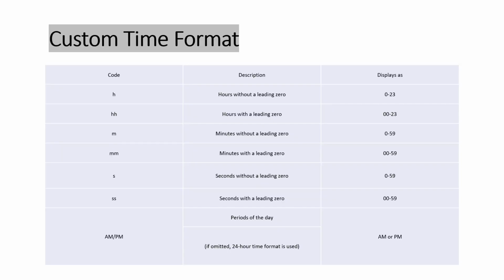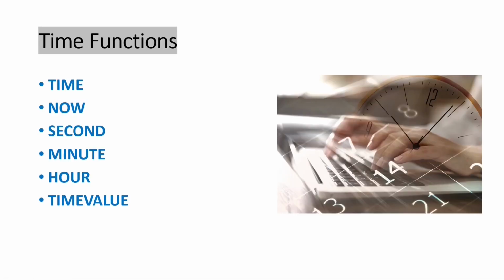Now let's check custom time format, how we can customize our time format to be displayed. So these things we have already seen. Small h, that is without any leading zero, and it represents hours, and double H means with a leading zero. Similarly for minutes and seconds. We will see that in our Excel file. Here it shows if AM or PM is not mentioned, then by default it considers 24-hour time format. So let's understand everything with some time functions.